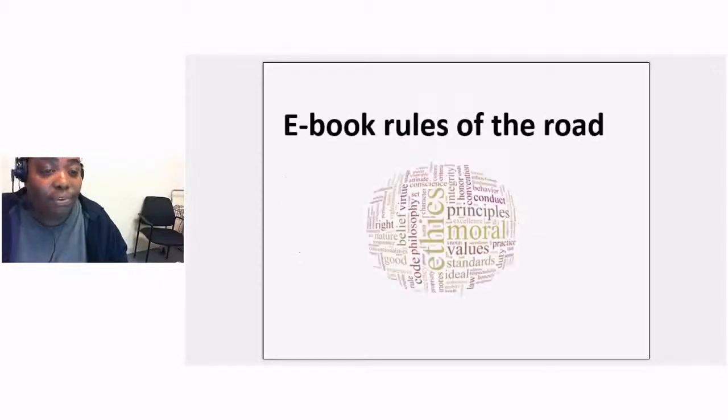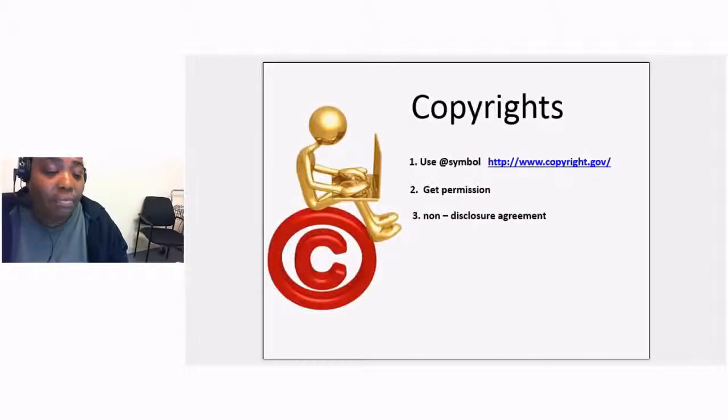Okay, ebook rules of the road. Gotta have ebook rules. Just like with any industry, there's rules and ethics that we as authors have to follow. And I'm just gonna mention a few here today. The first one is copyright. You want to make sure you get permission from any author or any photographer if you use any content or art in your ebooks. It's potential you could be sued if you use someone's art and do not let them know or ask for permission.